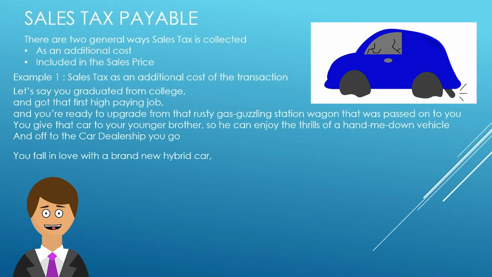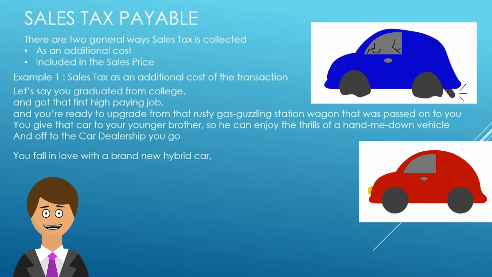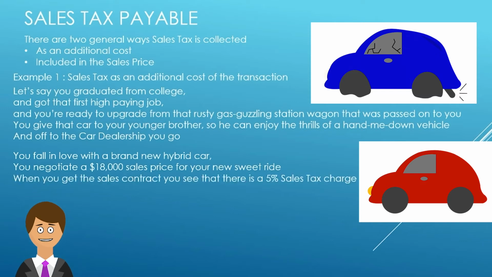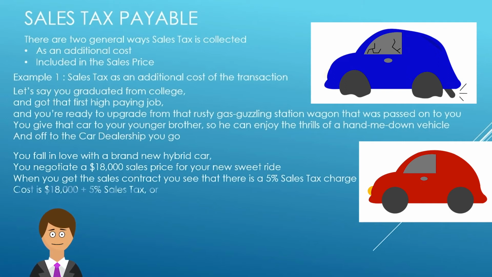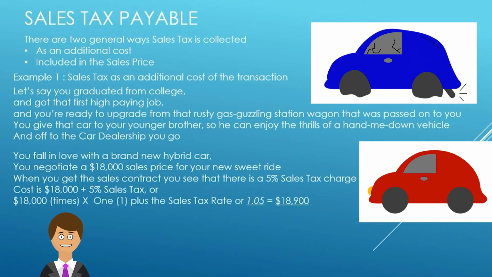So you fall in love with a brand new hybrid car at the dealership. Looks beautiful. You negotiate an $18,000 sales price on your new sweet ride. When you get the sales contract, you see that there is a 5% sales tax charge added on to it. So the cost was $18,000, but that 5% sales tax is added on. So it's $18,000 times 1 plus the sales tax rate, or 1.05.